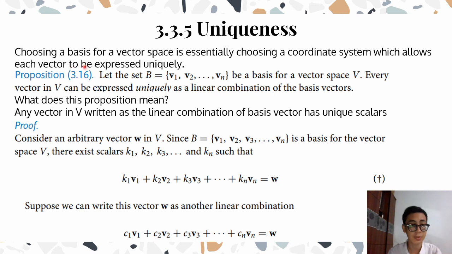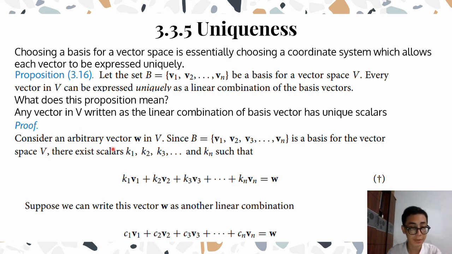3.3.5 Uniqueness. Choosing the basis for a vector space is essentially choosing a coordinate system which allows each vector to be expressed uniquely. Proposition 3.16. Let the set B equals {v1, v2, vn} be a basis for a vector space V. Every vector in V can be expressed uniquely as a linear combination of the basis vectors. What does this proposition mean? Any vector in V written as a linear combination of basis vectors has unique scalars.